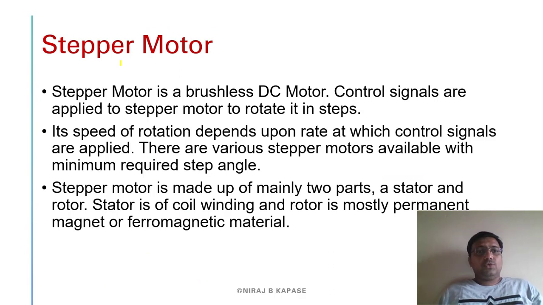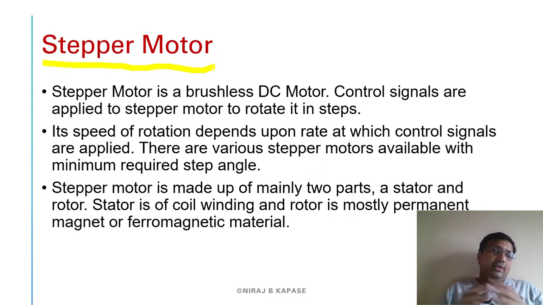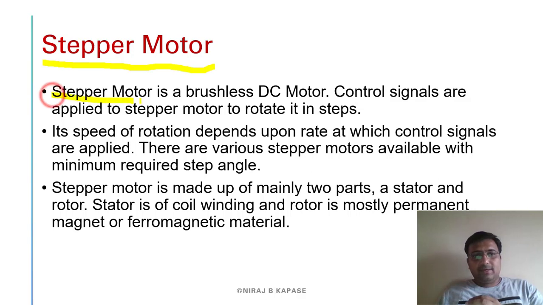Next is the stepper motor. The stepper motor is very important, as for accuracy we require a stepper motor. A stepper motor is a brushless DC motor. So the very first thing about the stepper motor is that it's a brushless DC motor. Control signals are applied to the stepper motor so that it rotates in steps. So we need to apply pulses to the stepper motor, and whenever it receives the pulses, it will rotate accordingly.